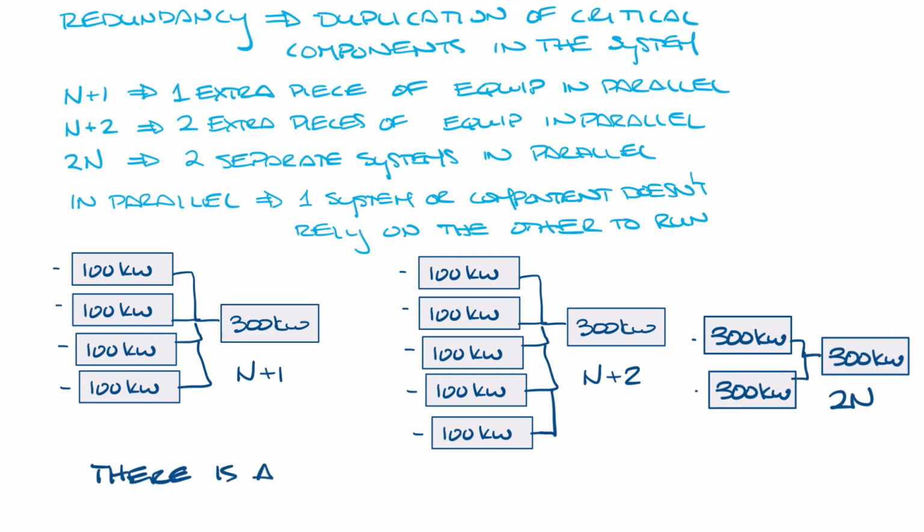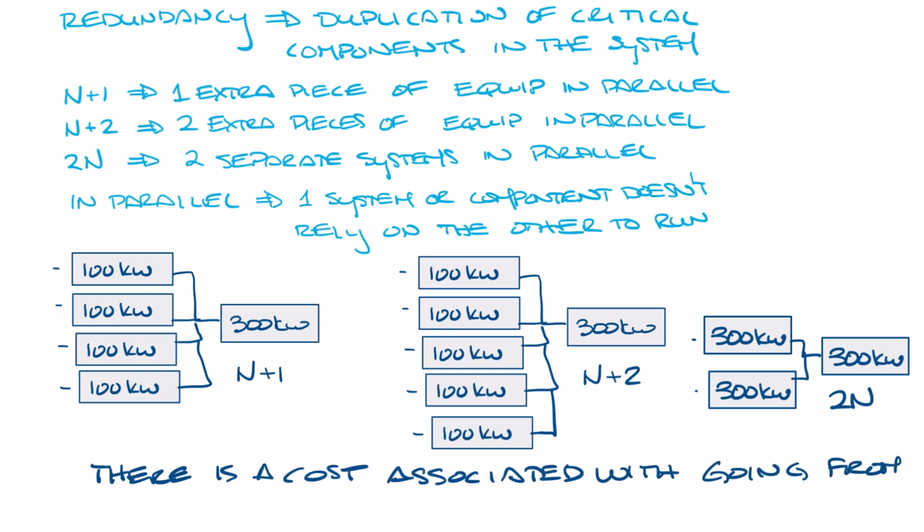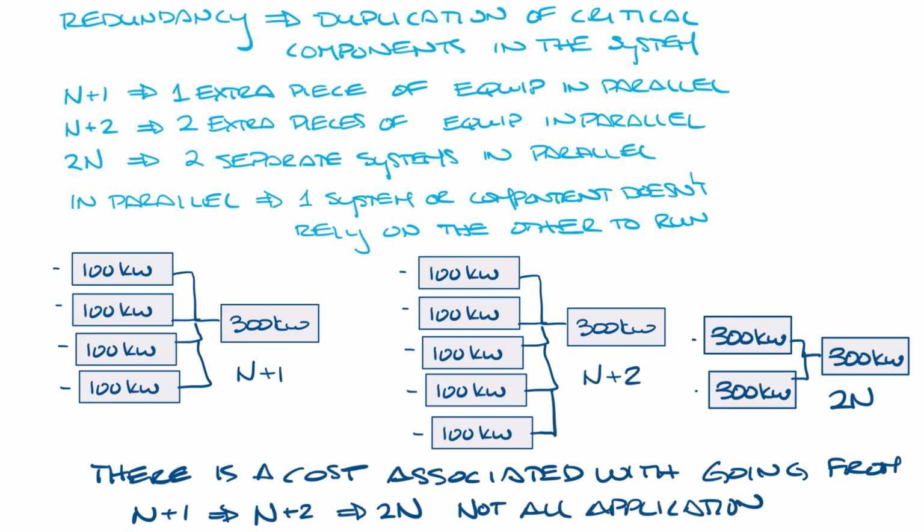And just like with reliability and availability, there's a cost associated with going from n plus 1 to n plus 2 to 2n, and not all applications need 2n redundancy.